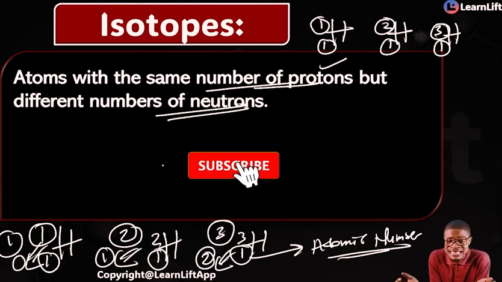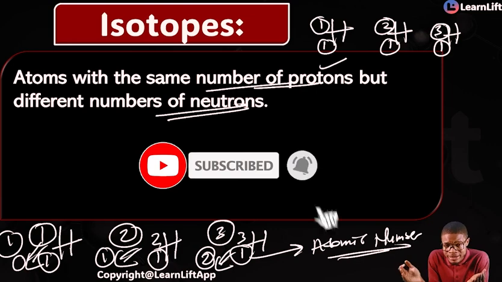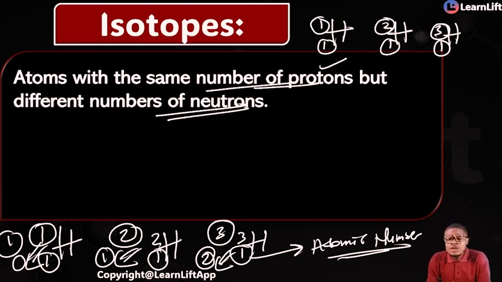So we can say that isotopy is the phenomenon where you have atoms with the same number of protons, but different number of neutrons. Atoms of the same element have the same number of protons, but different number of neutrons. What do we call that phenomenon? Isotopy. I will explain as we move, but not in this particular topic. It's a different chapter on its own.